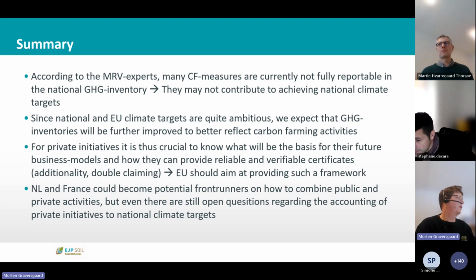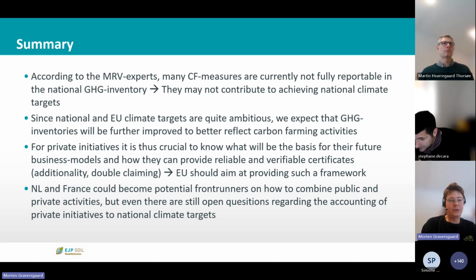But to summarize the surveys, so we had these MRV experts. According to them, many of the carbon farming measures are currently not fully reportable in the national greenhouse gas inventory, and they may not contribute to achieving these national climate targets. And since national and EU climate targets are quite ambitious, we expect that greenhouse gas inventories will be further improved to better reflect the carbon farming activities.